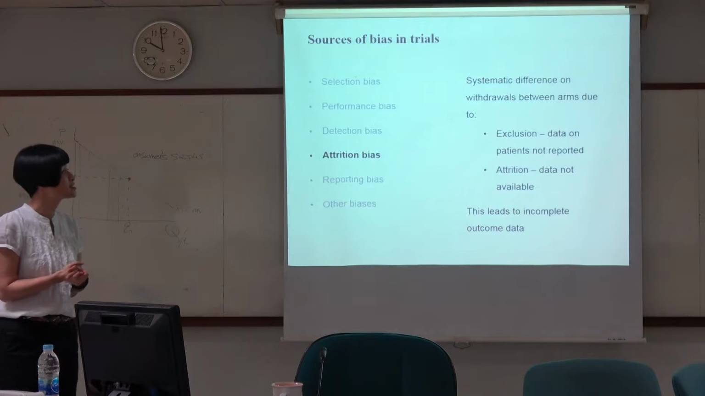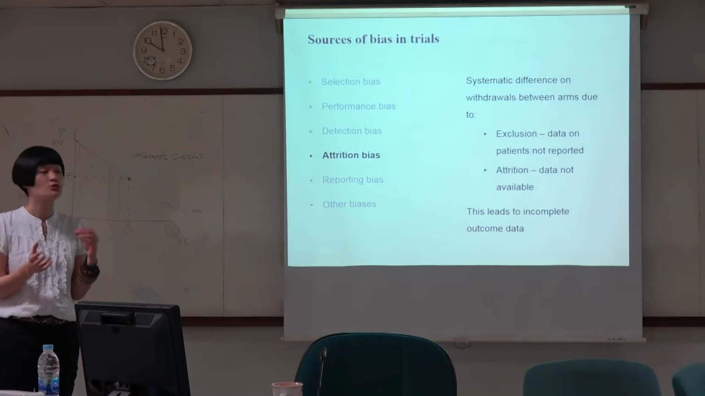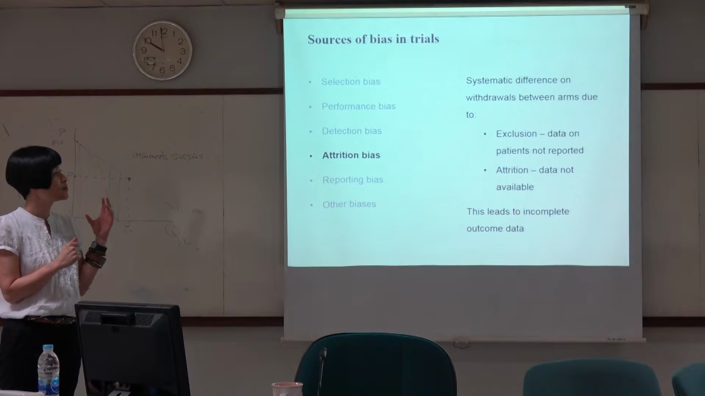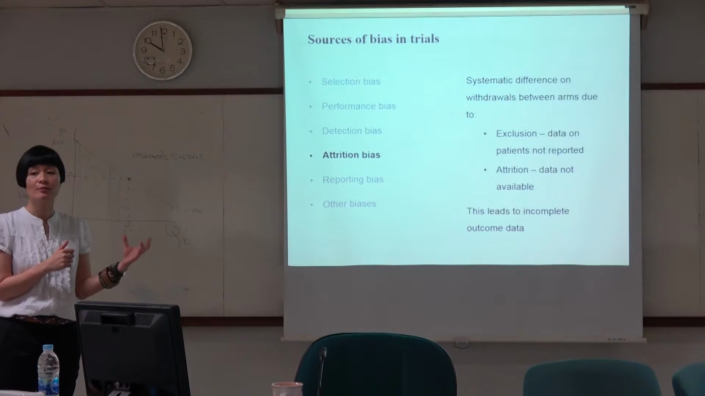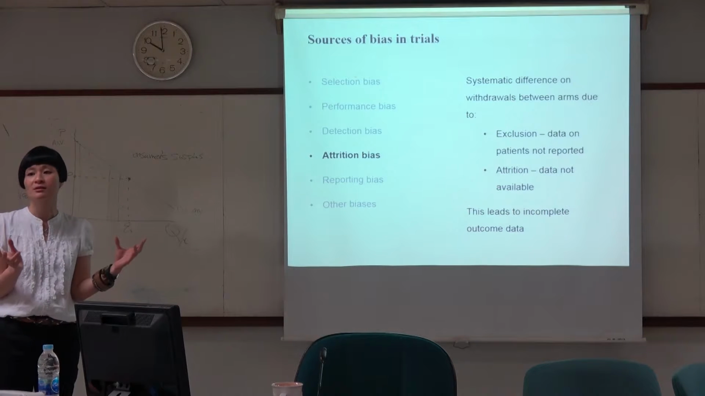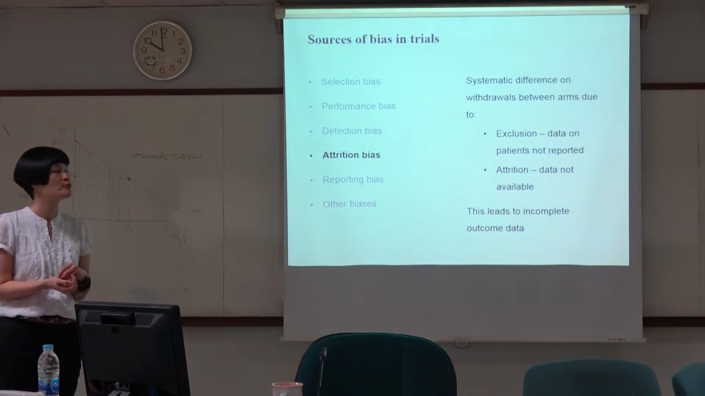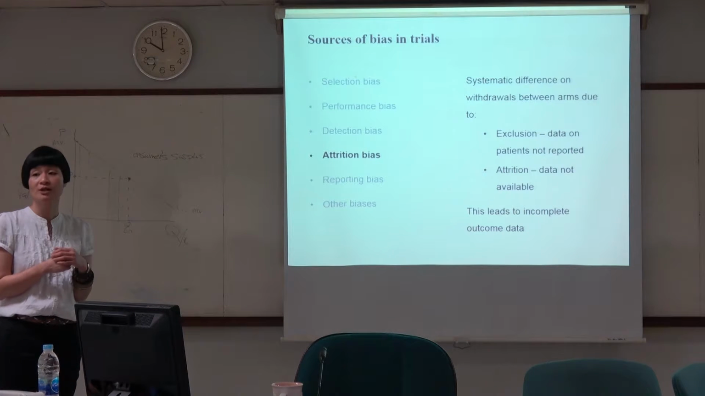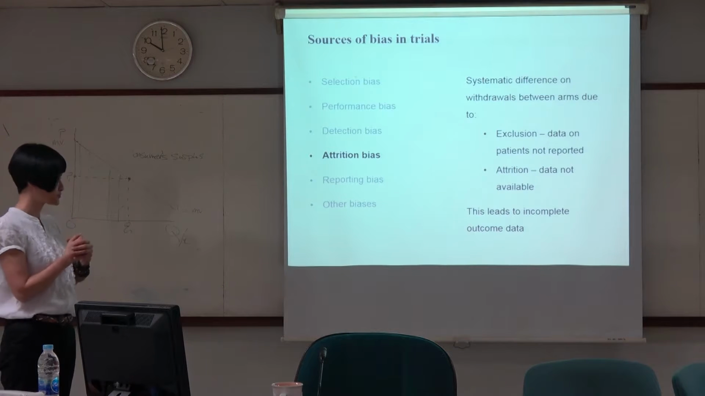Attrition bias is systematic difference on withdrawals between two arms. So exclusion of patients and data. So when patients leave the trial, when they drop out for whatever reason, it should always be recorded and reported. So if it's not reported, then it will lead to incomplete outcome data being reported.